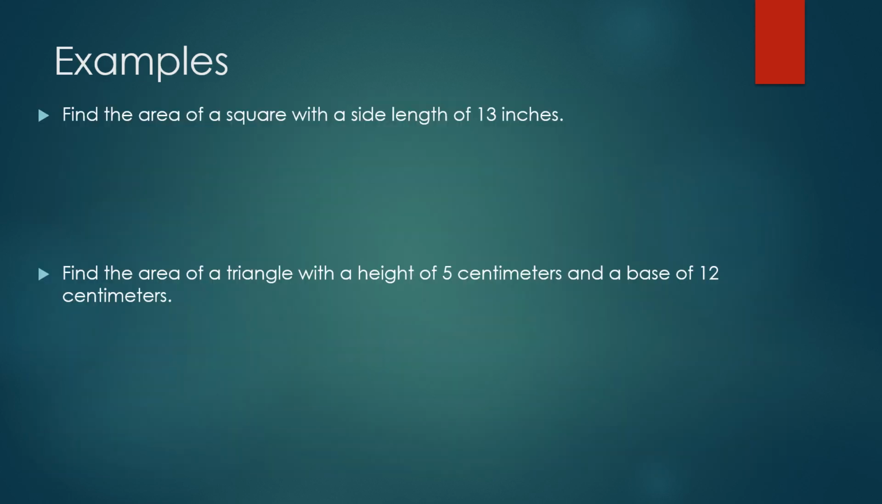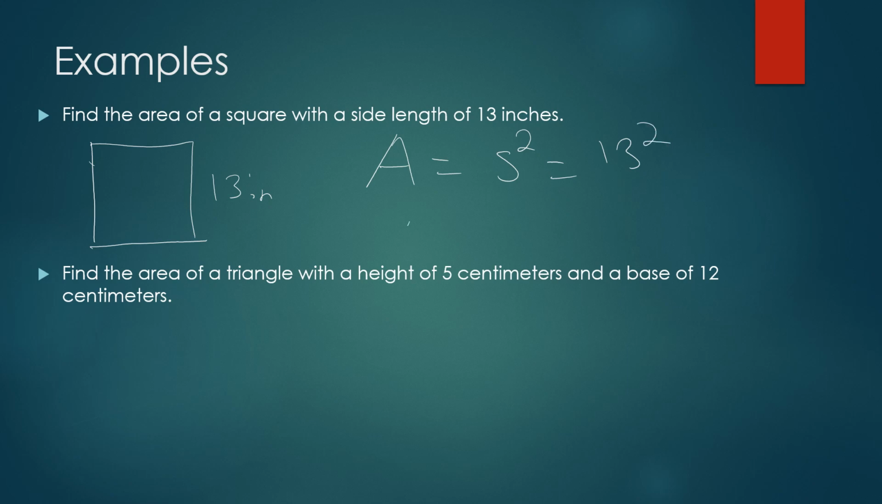So let's do some examples. Let's find the area of a square that has a side length of 13 inches. Let's go ahead and draw it first. So we have a square and 13 inches. Based on our formula, the area of the structure is going to be S squared, which in this case would be 13 squared. That means the area of the structure is going to be 169 inches squared.